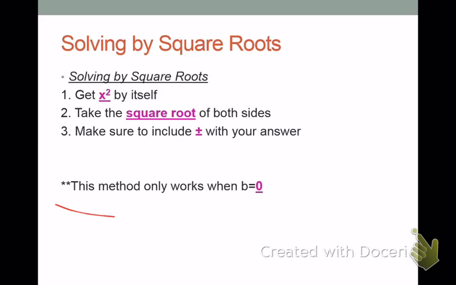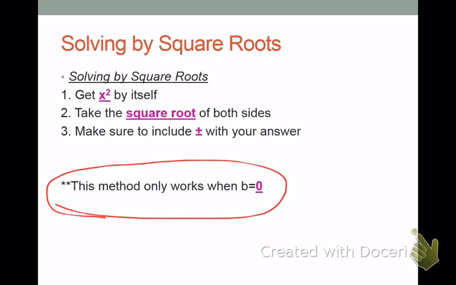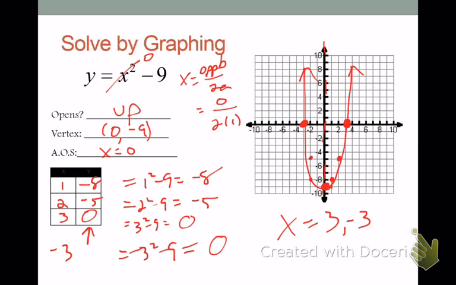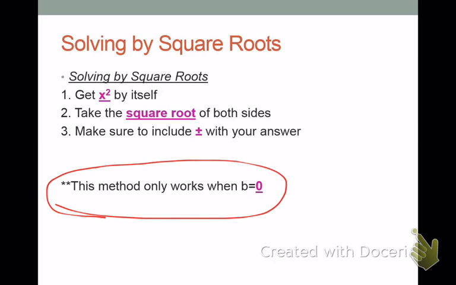Now, the square root method only works when b is 0, like it was back here. Right? There was no x to the first term, so b was 0. This square root method only works for them. Now, the square root method says we got to get x by itself, take the square root of both sides, and then make sure to include plus or minus with your answer. Now, here's the deal. If b is 0, our function is going to look something like this.